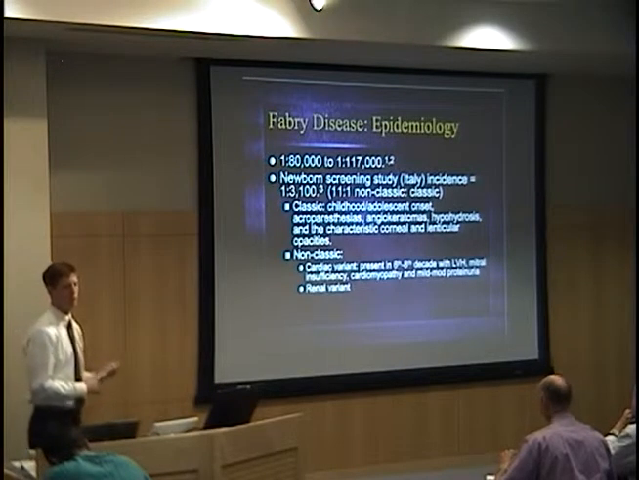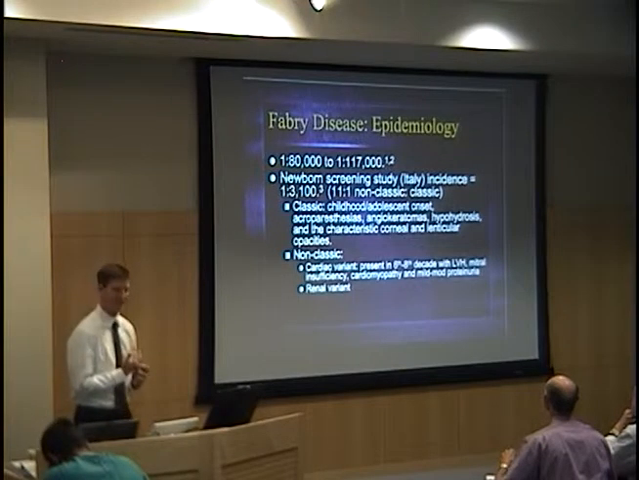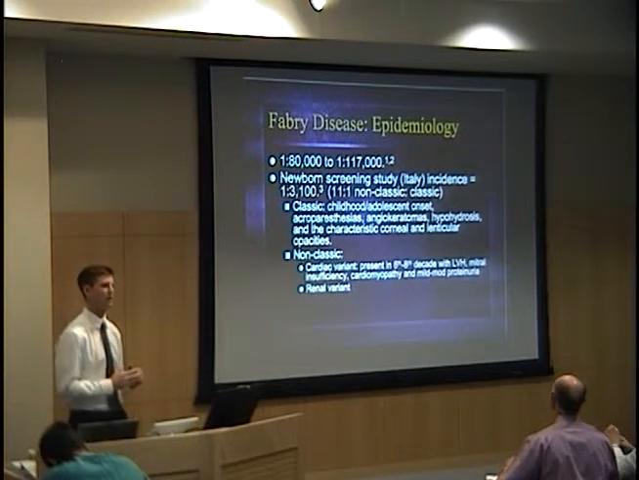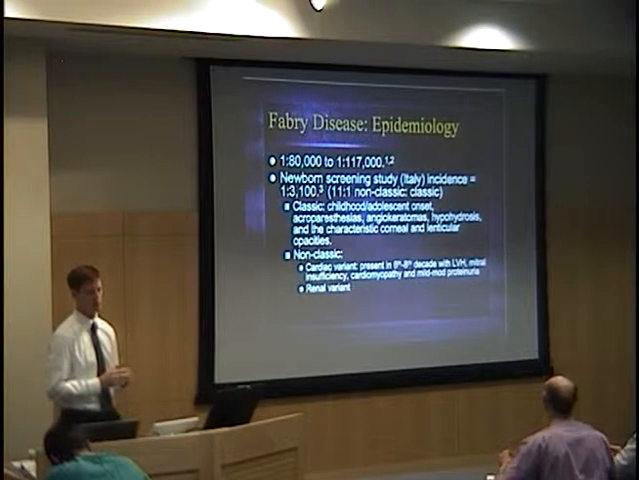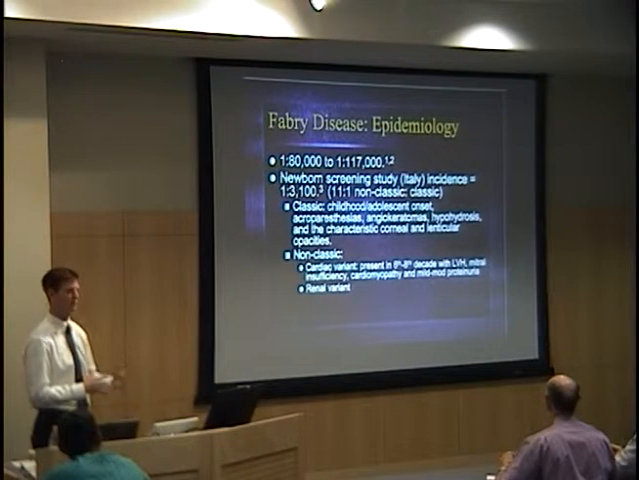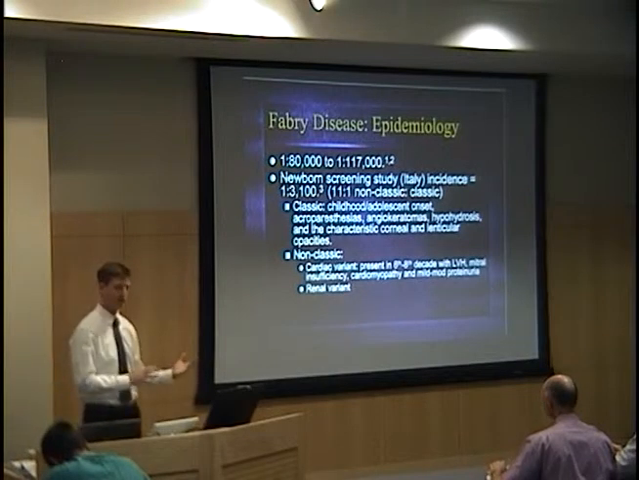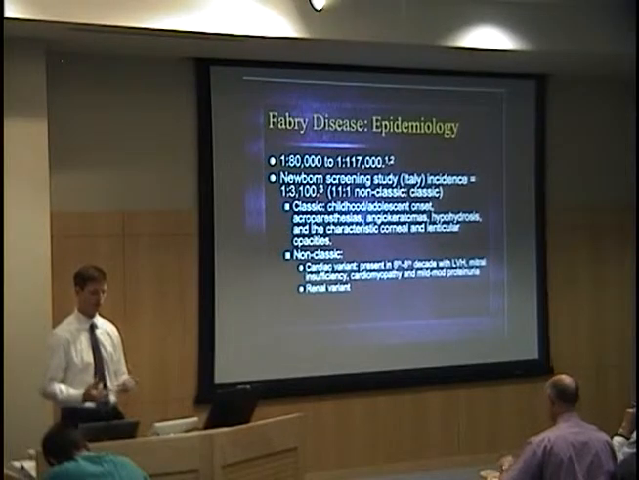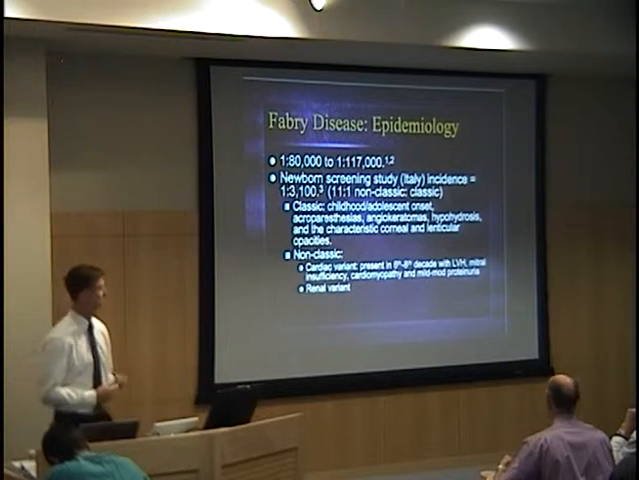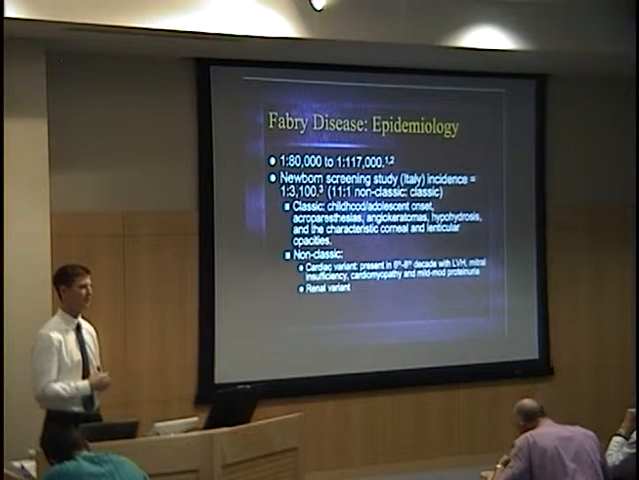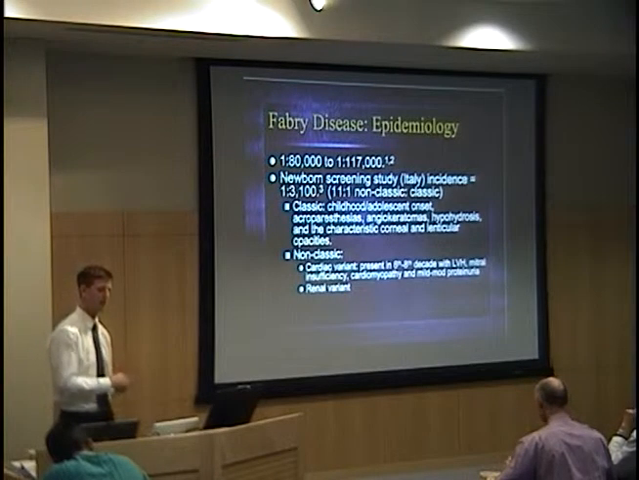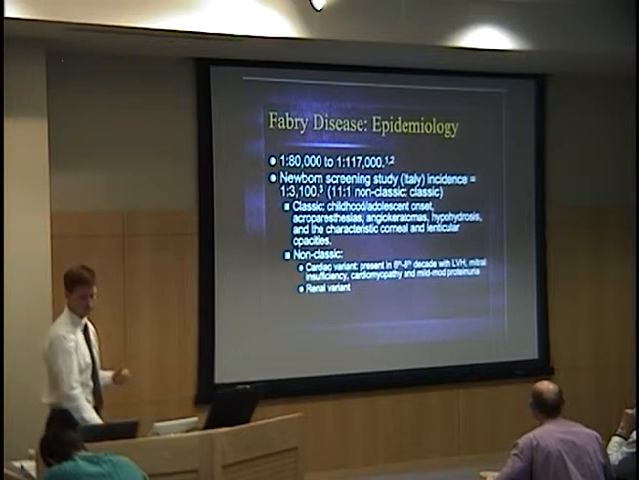Population-based studies have shown that worldwide, it's seen in about 1 in 80,000 to 1 in 117,000. However, a recent paper in Italy found that the incidence, just looking at newborn screening of the alpha-gal-A enzyme activity, was low in 1 in 3100. However, the predominance was toward the non-classic type of Fabry disease. Those would be people who have a cardiac or renal variant. So they lack the classic findings of the acroparesthesias, the childhood or adolescent onset, angiokeratomas, hypohidrosis, and the corneal and lenticular opacities. It's thought that a larger proportion than originally thought of patients that have end-stage renal disease in their 60s to 80s may actually have this non-classic renal or cardiac variant of Fabry disease.